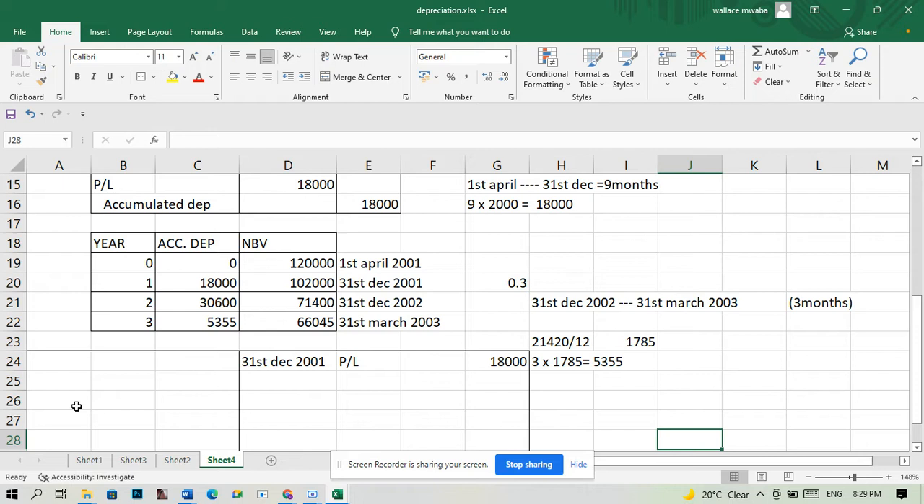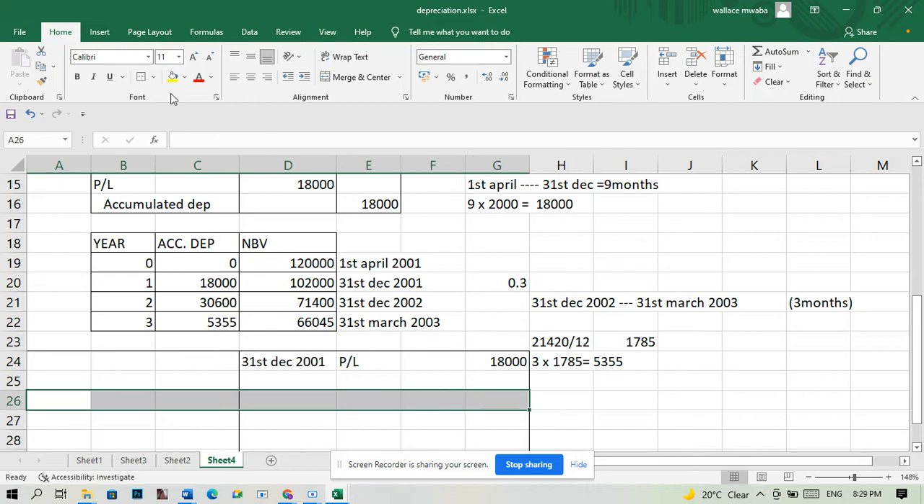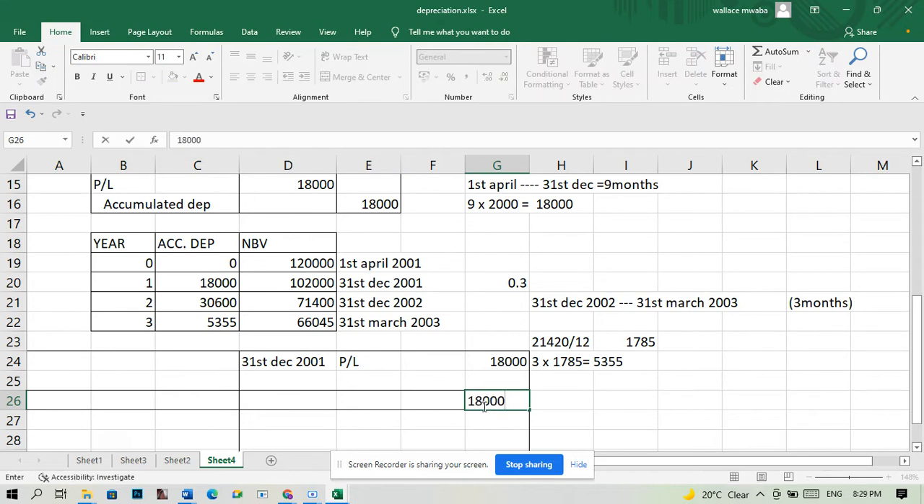All right, we close off. We're going to say 18,000 and 18,000. Right, our balance carried down to be 18,000. Then on the 1st of January 2002, this is our balance brought down. Okay, balance brought down, it will be 18,000.